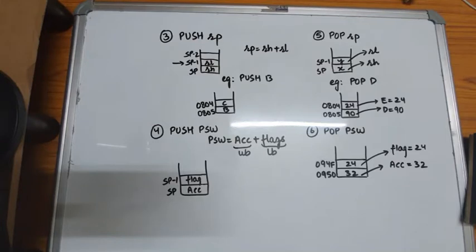Now in this lecture we are going to do 4 instructions: push RP, push PSW, pop RP, pop PSW. First we'll do the 3rd and the 5th instruction together and the 4th and the 6th instruction together. So now push RP and pop. We know that push and pop are stack operations, right? So they will be done with reference to the stack. We have to keep in mind the stack operations.